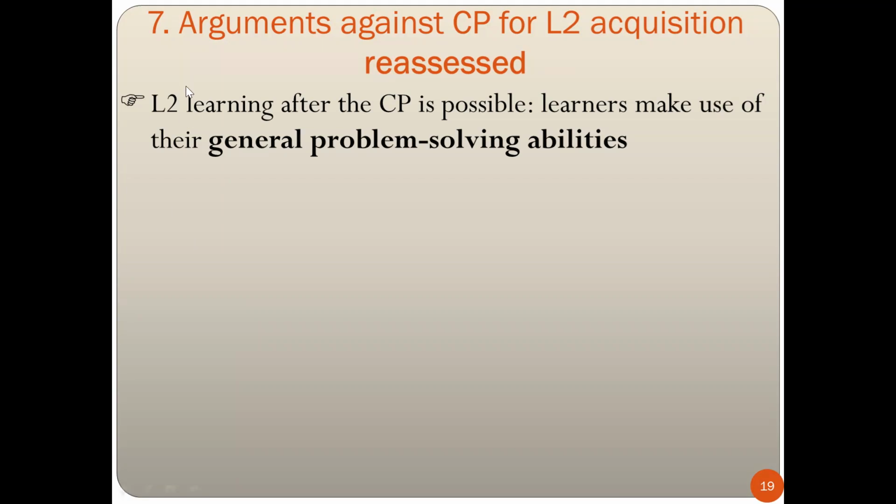Okay, so some learning does take place in second language acquisition. Why? Because learners use general problem solving abilities. So we're saying universal grammar is no longer accessible. It's faded away. It's disappeared. But the learners have their first language and they have a general cognitive system, and they use the general cognitive system to learn the second language.